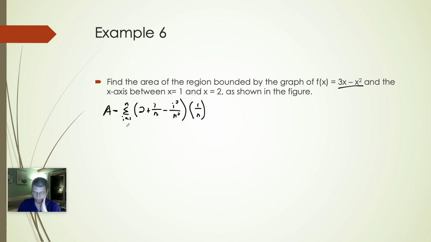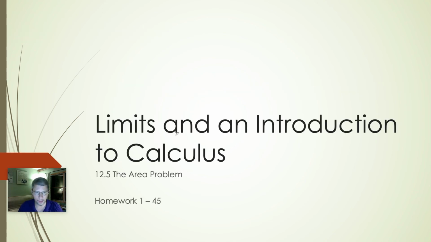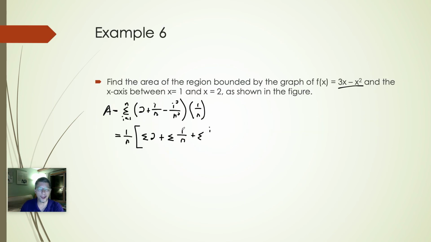Now, in the first part, I'm going to pull the 1 over n right out. And then I'm going to do 3 summations. The summation of 2, plus the summation of i over n, plus the summation of i squared over n squared.